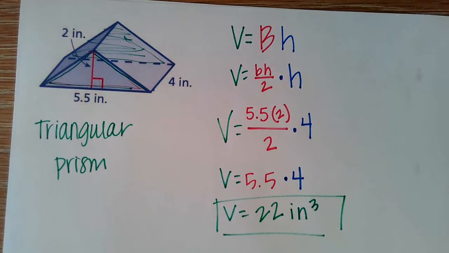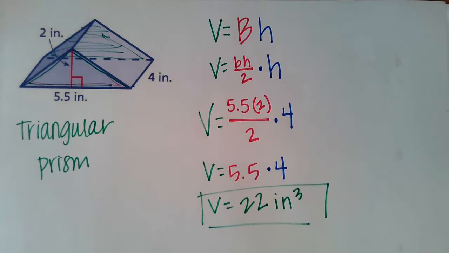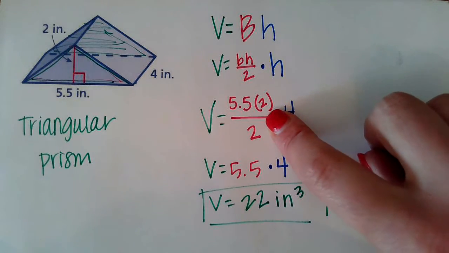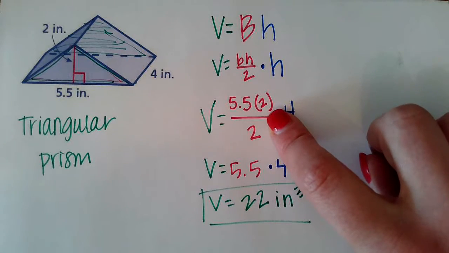Again, you can use a calculator. I do recommend it to check your work. So this one was a triangular prism. We know that because it had 2 triangle bases, and therefore that switched up what the base formula is.